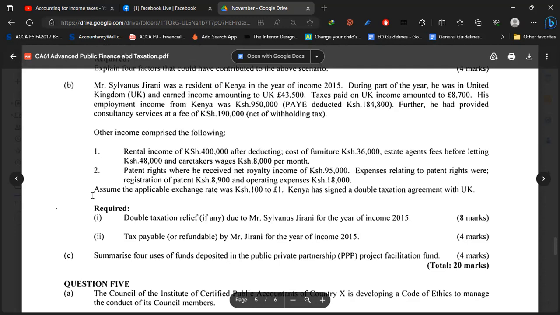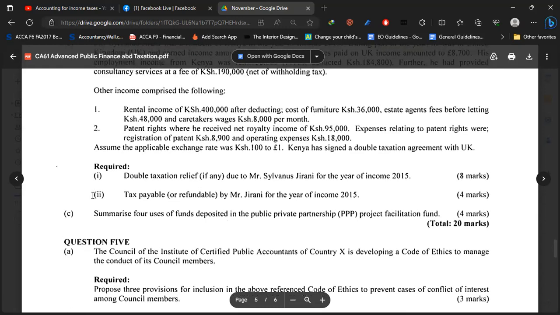Assume the applicable exchange rate was Kenya shillings 100 to 1 euro. Kenya has signed a double taxation agreement with UK. Required: double taxation relief, if any, due to Mr. Silvanus Jirani for the year of income 2015, and the tax payable or refundable by Mr. Jirani for the year of income 2015.